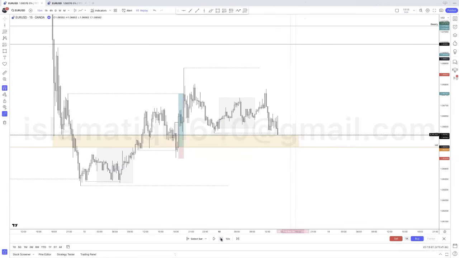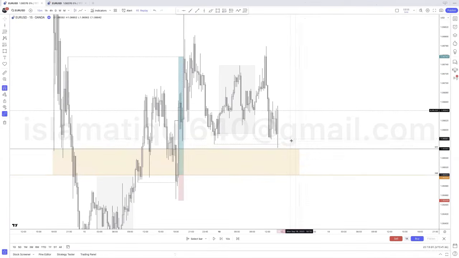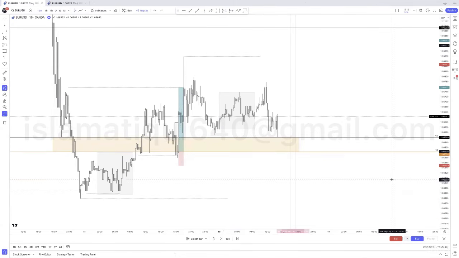See. Oh. Never tapped into the zone yet. Okay, they did not tap into it. Maybe New York kill zone. Yes, I think New York kill zone as well.